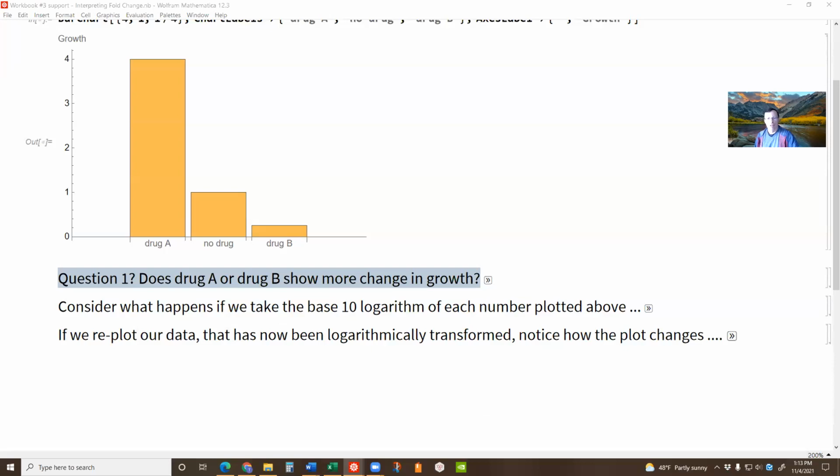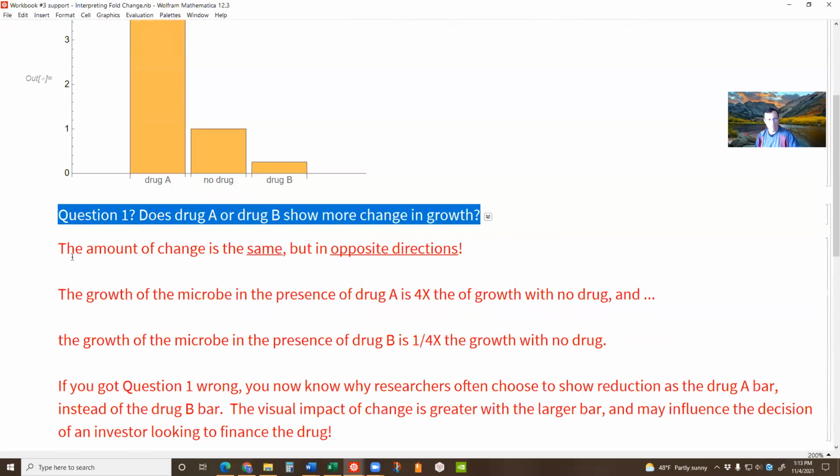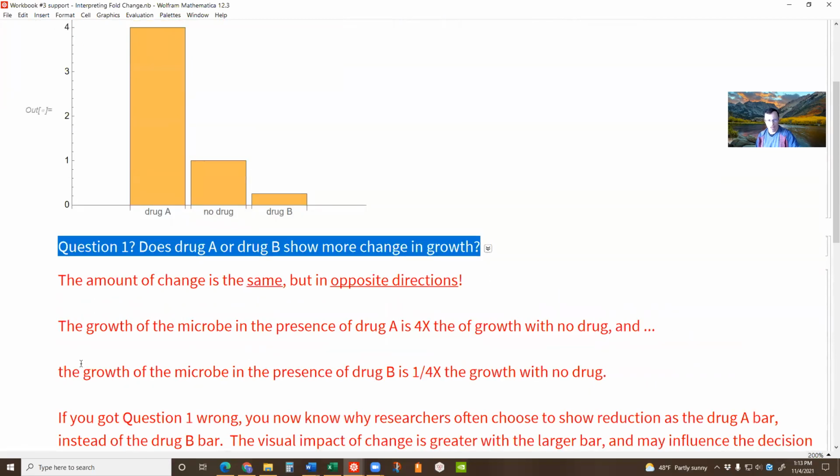So let me work through this with you. The amount of change is the same, but in opposite directions, okay? The growth of the microbe in the presence of drug A is 4 times the growth with no drug. In other words, you could fit the no drug bar into the drug A column 4 times, 4 relative to 1. The growth of the microbe in the presence of drug B is 1/4 the growth with no drug. In other words, this drug B bar could fit into the no drug column 4 times. If we stack the drug B bar four times total, it would be the height of the no drug.